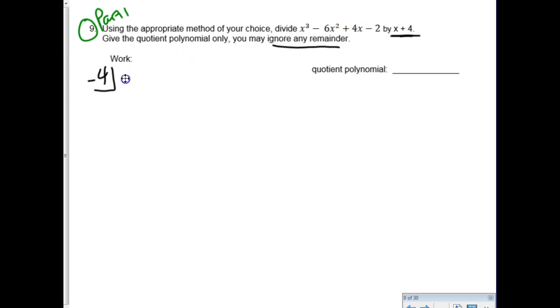It's the solution to your divisor. And then do watch out for any missing terms. This time we don't have any missing terms, but on the test I caught a few of you with that mistake. 1, -6, 4, and -2.